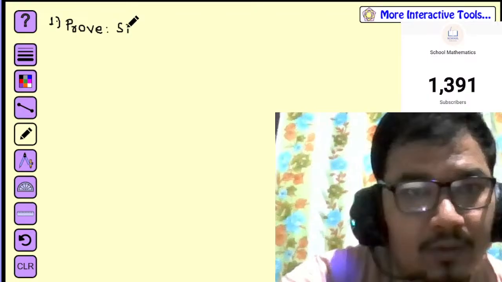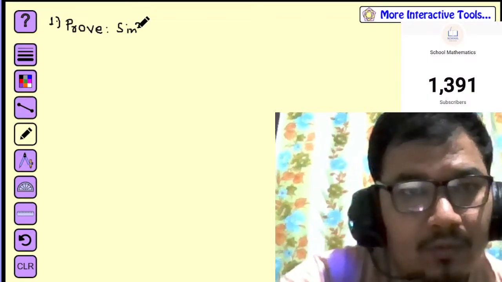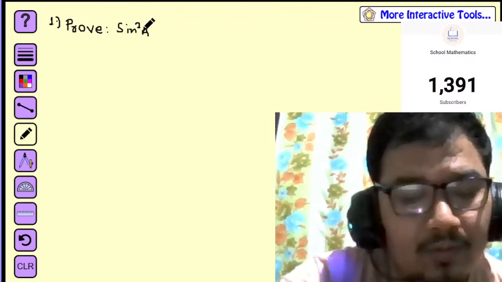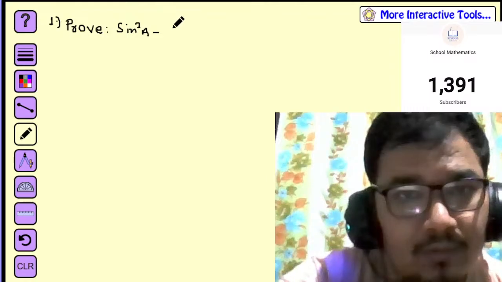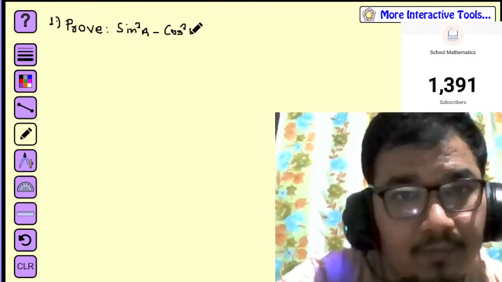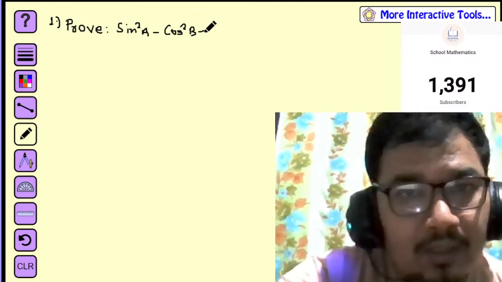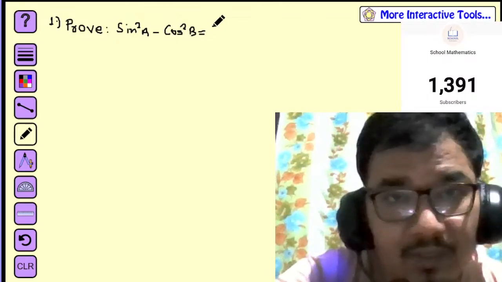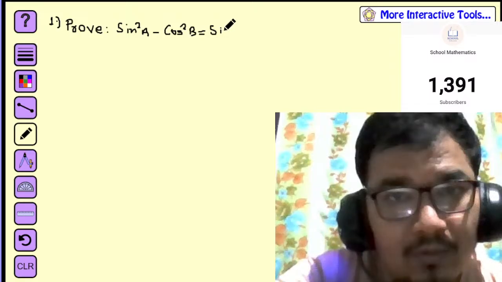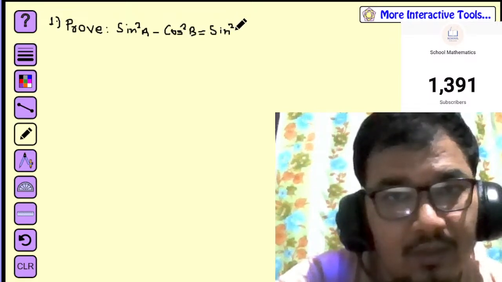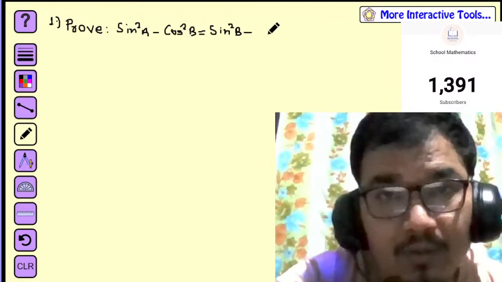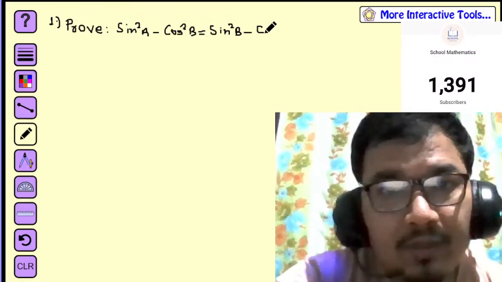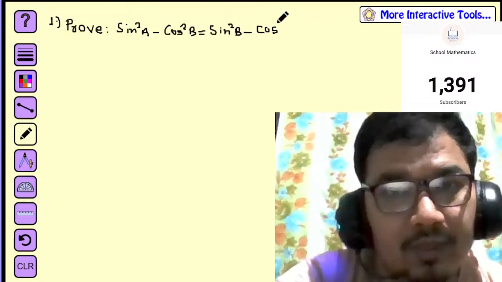sine square A minus cos square B, and it has asked to bring sine square B minus cos square A. Right here, cos square A. Okay.